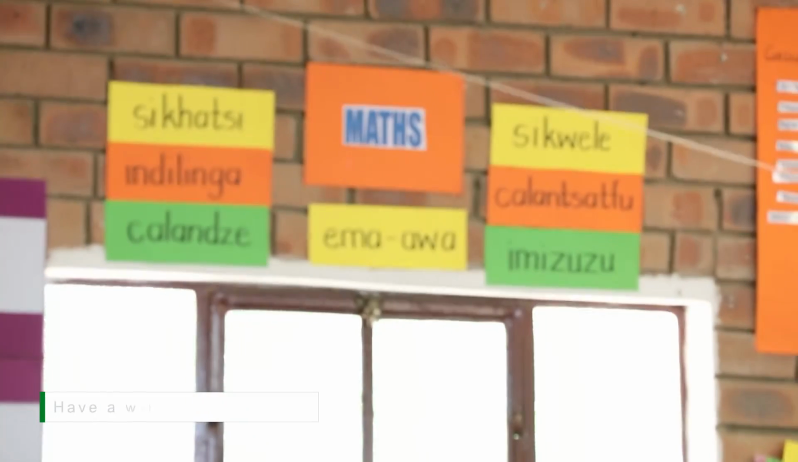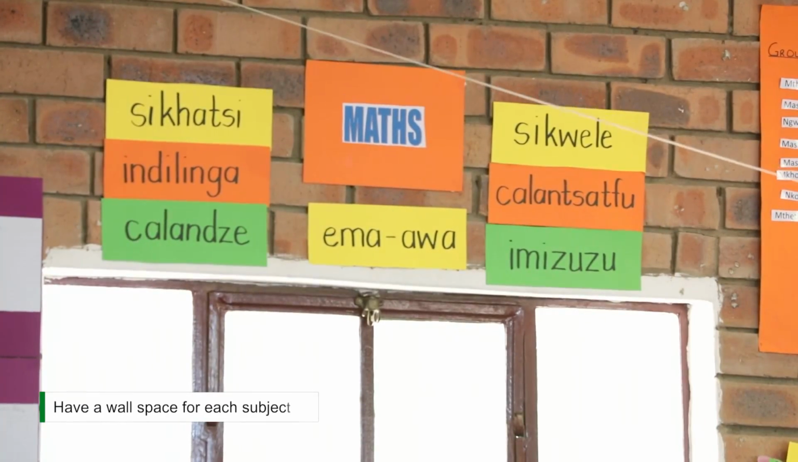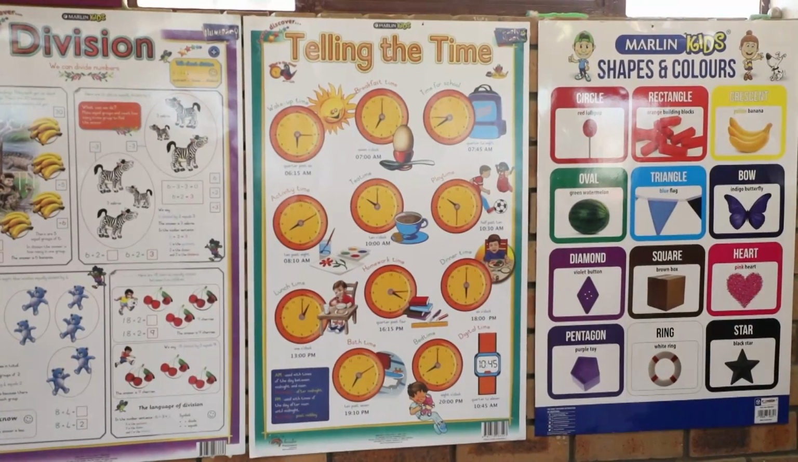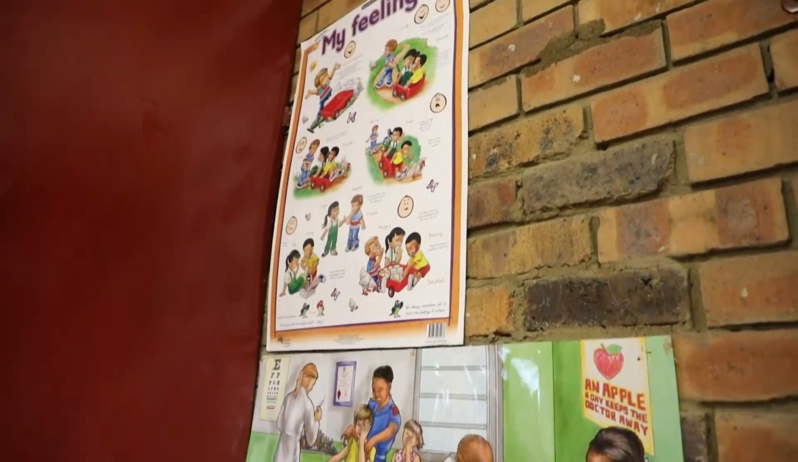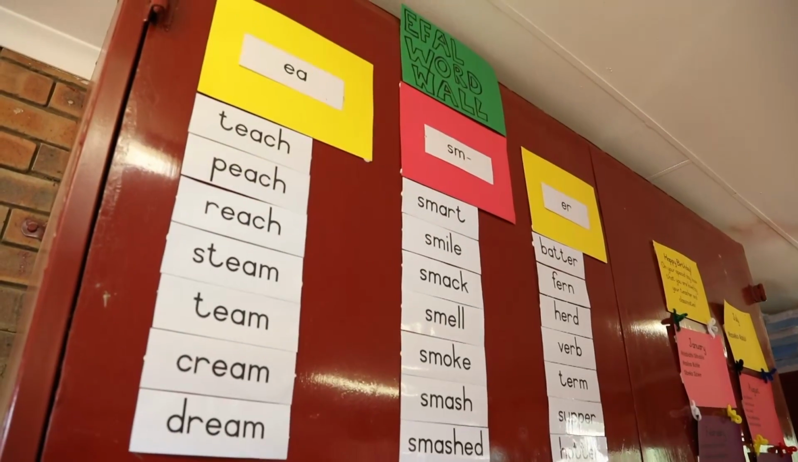Have a wall space for each subject. Have a meaningful print-rich environment. Change your displays regularly so that learners want to go and look at the displays.